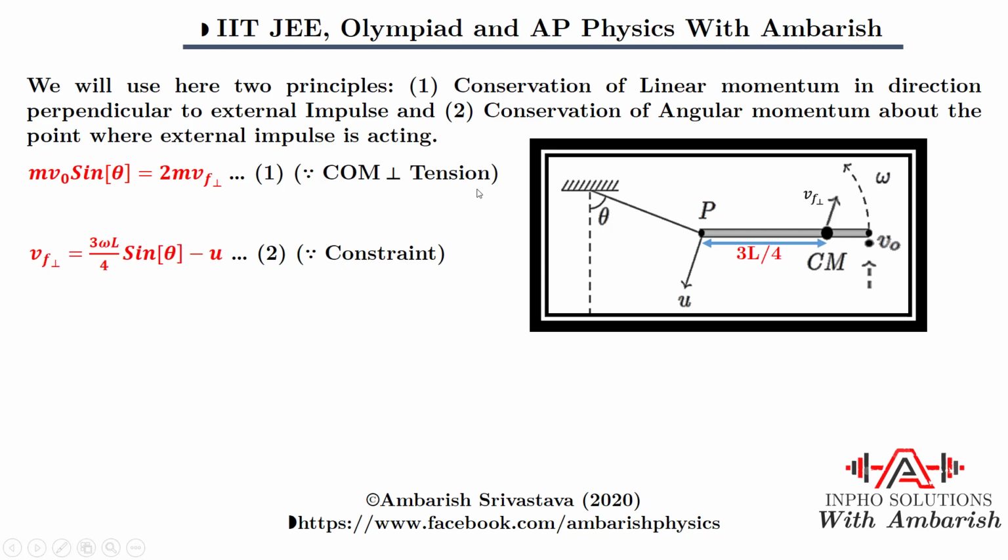All right, then we have a constraint equation. So you can see what will be the velocity of center of mass as seen from point P.